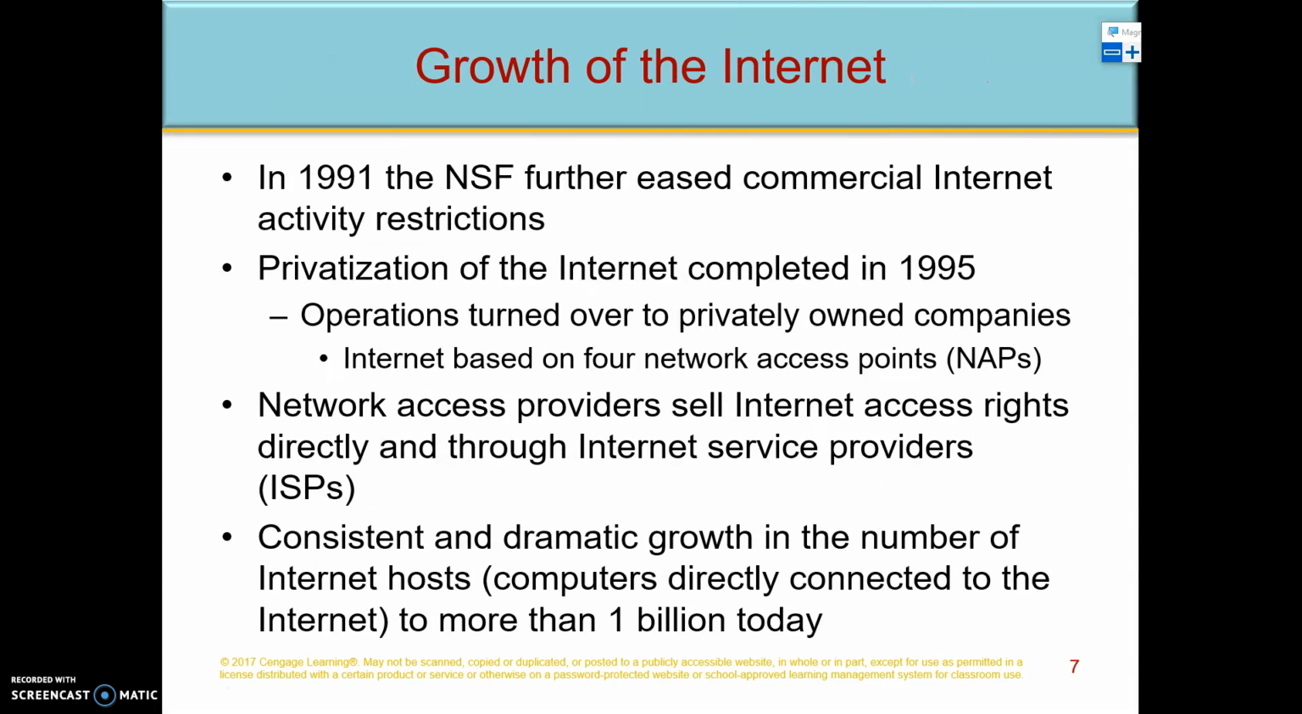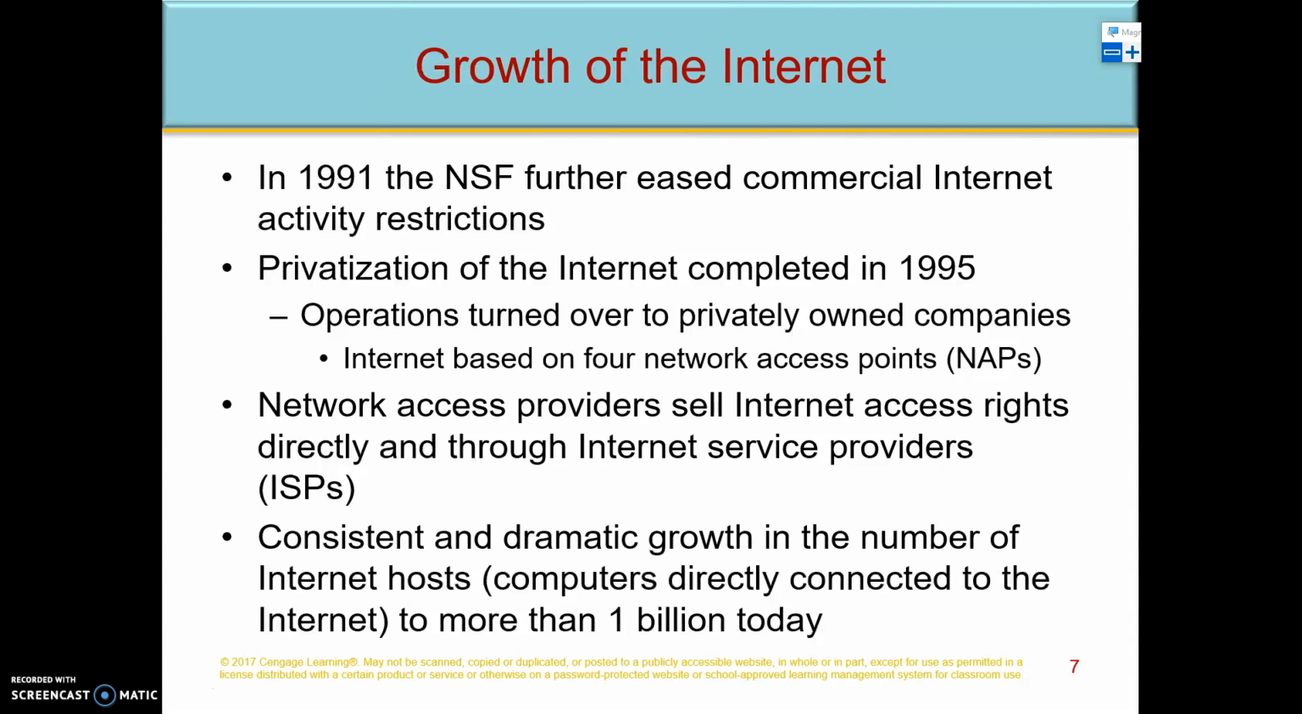In 1991, the NSF further eased commercial internet activity restrictions, and privatization of the internet was completed in 1995, which basically means that operations were turned over to privately owned companies, and no one owns the internet. Now, there are countries that can control what is seen in their country, such as China. They can control what's seen in the country, but they don't own any part of the internet, which makes it difficult for governments to police different areas.